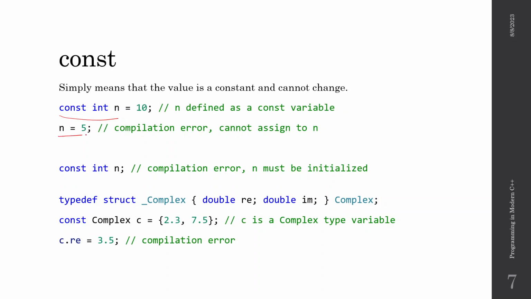So if we write some statement like this, okay, n equal to 5, then it is a compilation error. And it is a compilation error because here we have already assigned n as 10, okay. So once we have assigned n as 10, we cannot further assign it as 5 because it is constant, okay.